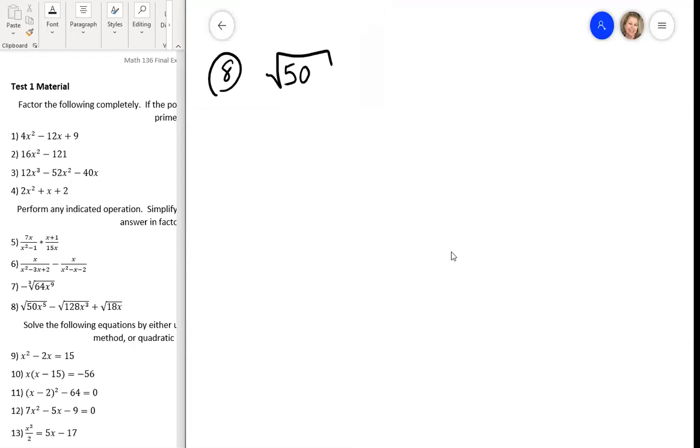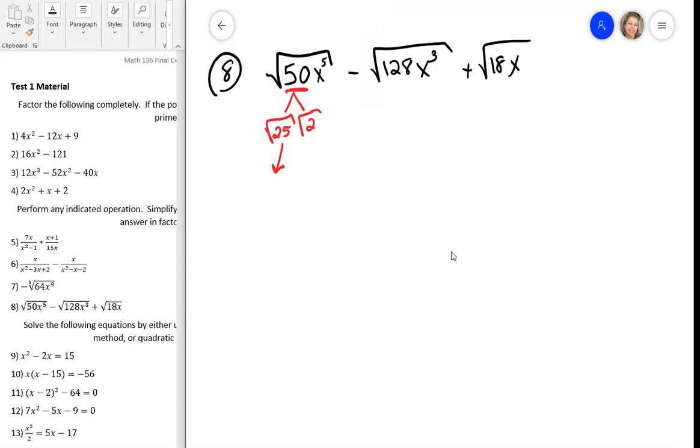All right, what I did was I broke each one down separately, with the numbers and the letters separately. And when I started with the numbers, like the 50, I broke the 50 down to be the square root of 25 times the square root of 2. The square root of 25 is a 5, but I cannot take the square root of 2, so it stays under the radical.